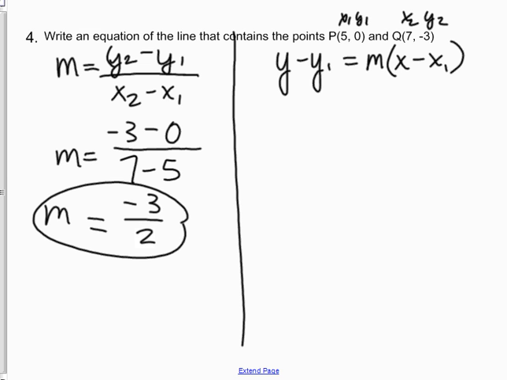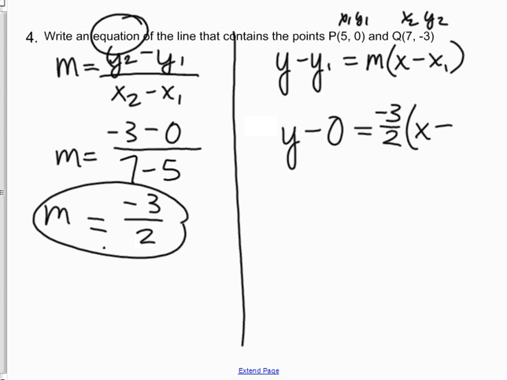All right. So this is the second part of this problem. We're wanting to find the equation. So, all right, y minus y1, y minus 0. Okay, we found the slope. It's over here. -3/2 times x minus x1, which is 5.